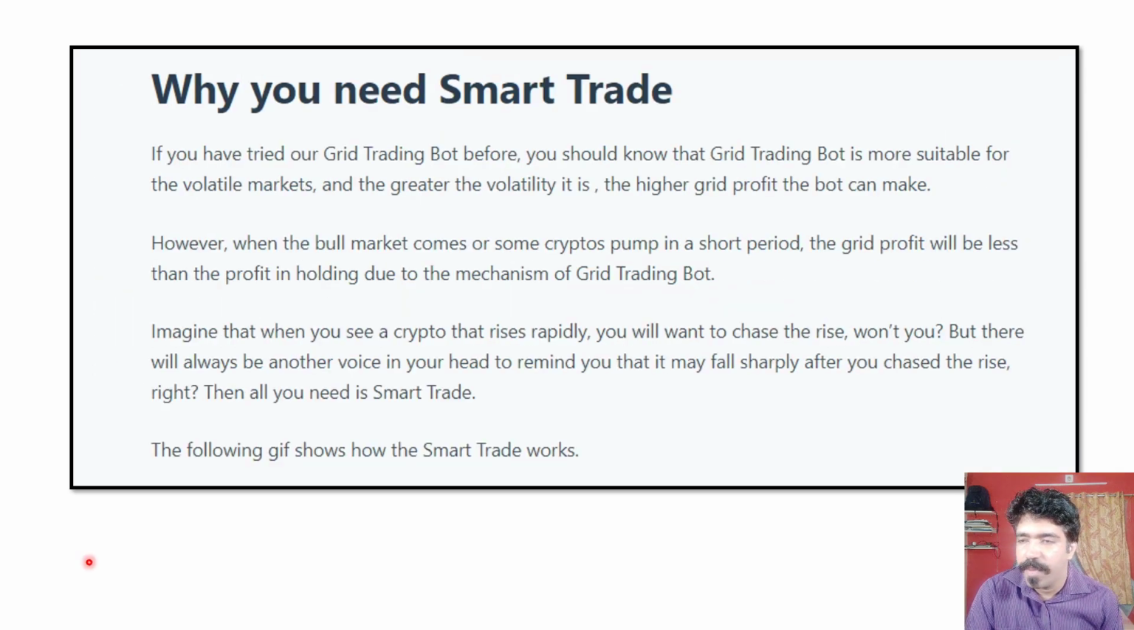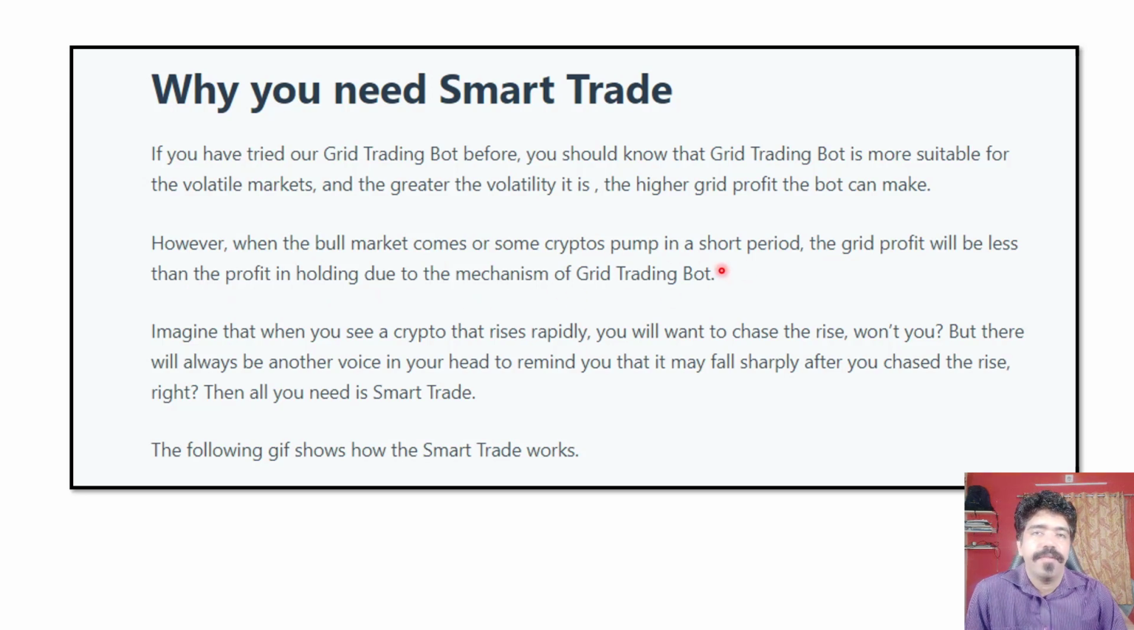So why do you need the smart trade? If you have tried our grid trading bot before, you know that the grid bot is more suitable for a volatile market, and the greater the volatility, the higher the grid profit the bot can make. However, when the bull market comes or some cryptos pump in a short period of time, the grid profit will be less than the profit from holding, due to the mechanism of the grid trading bot.